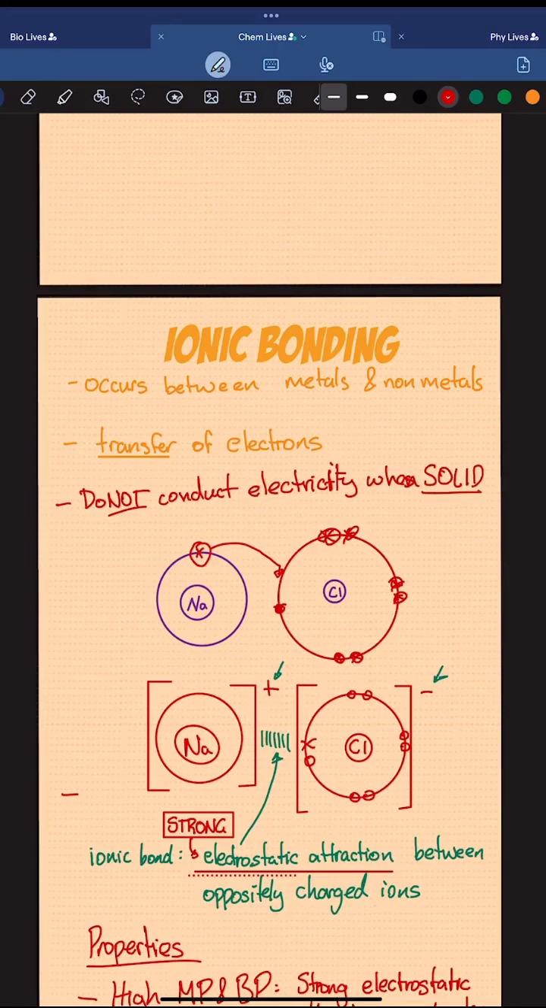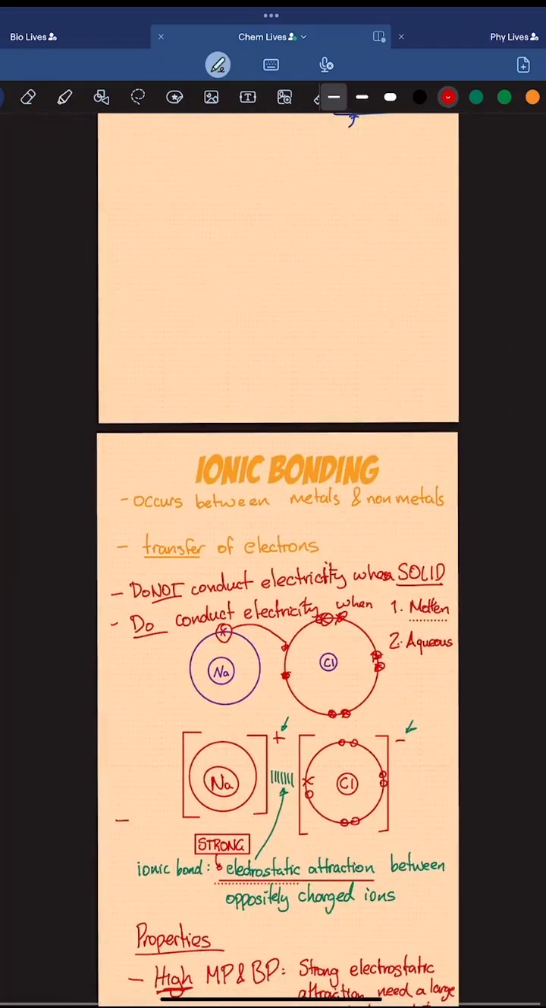So 2 scenarios. Molten, yes. So do conduct electricity when molten, which just means melted, so molten just does mean liquid, or you can say dissolved in water, which we call aqueous. Molten or aqueous, okay? That's the only time that they do conduct electricity. Why is that? Someone's told me already. Because the ions are free to move. Ions are free to move.